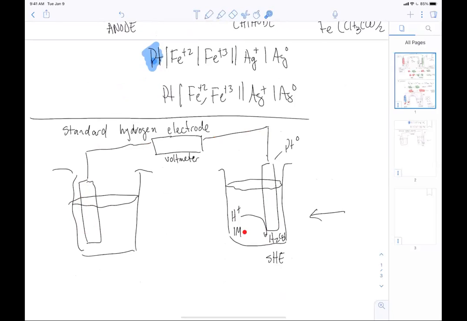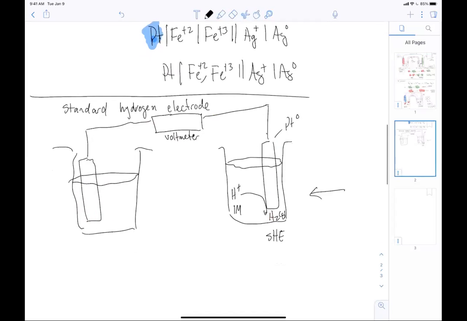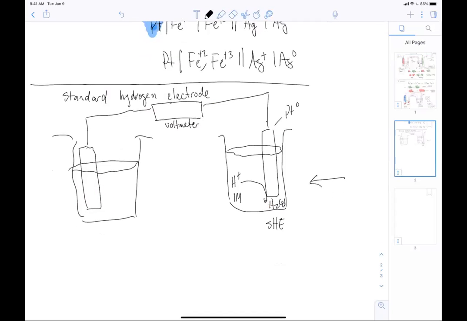And since I'm keeping the cathode constant, like the reaction that I'm doing at the cathode constant, I can tabulate all of these different types of things, and I have a nice comparison for how easily something is going to be oxidized or reduced. So let's take a look at what that looks like practically.